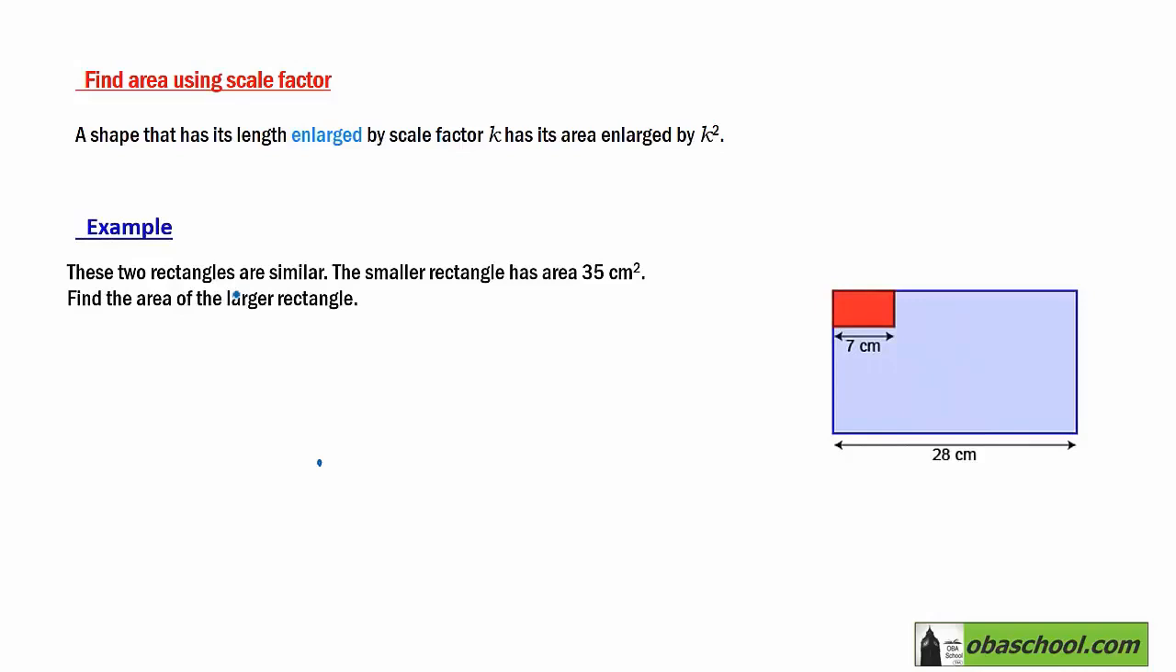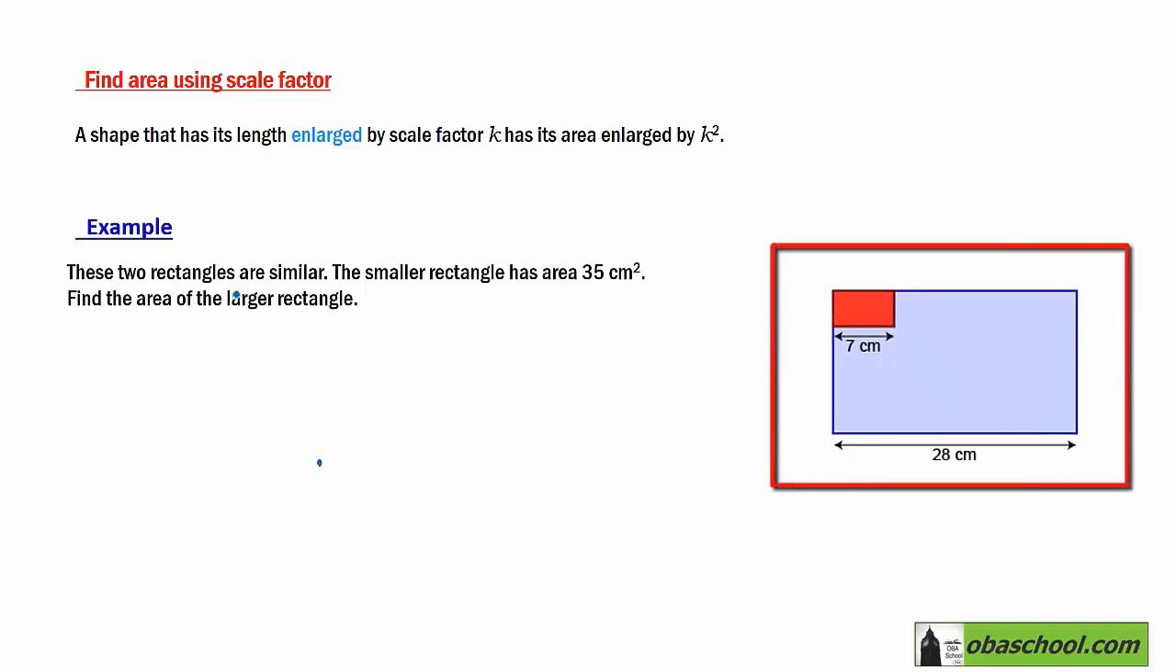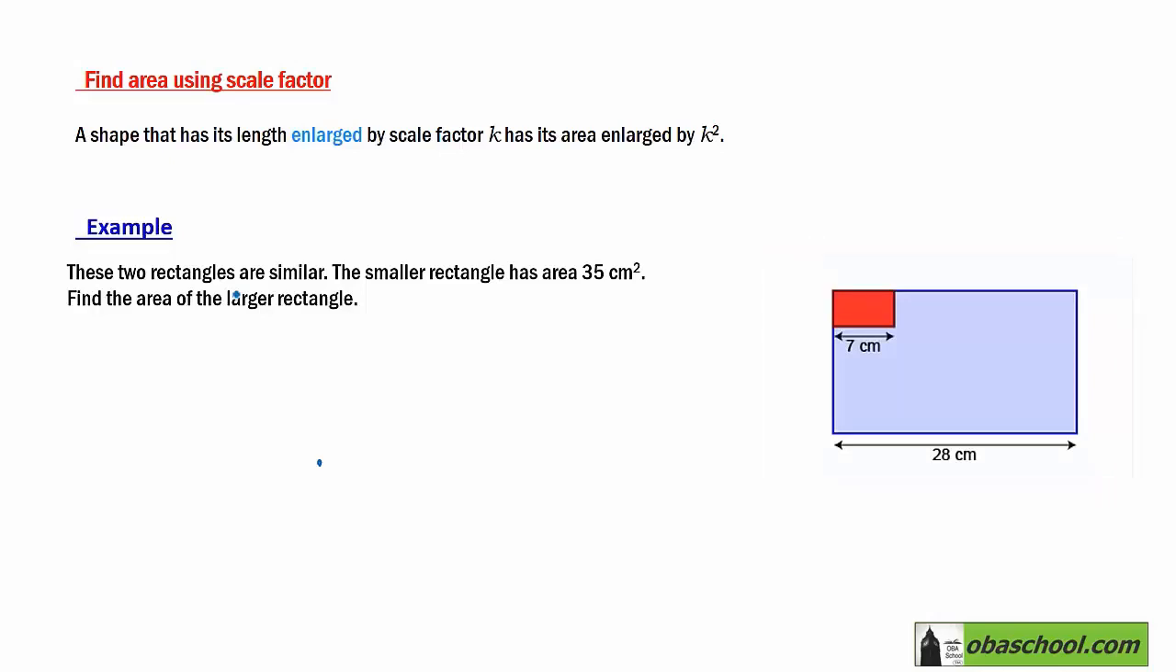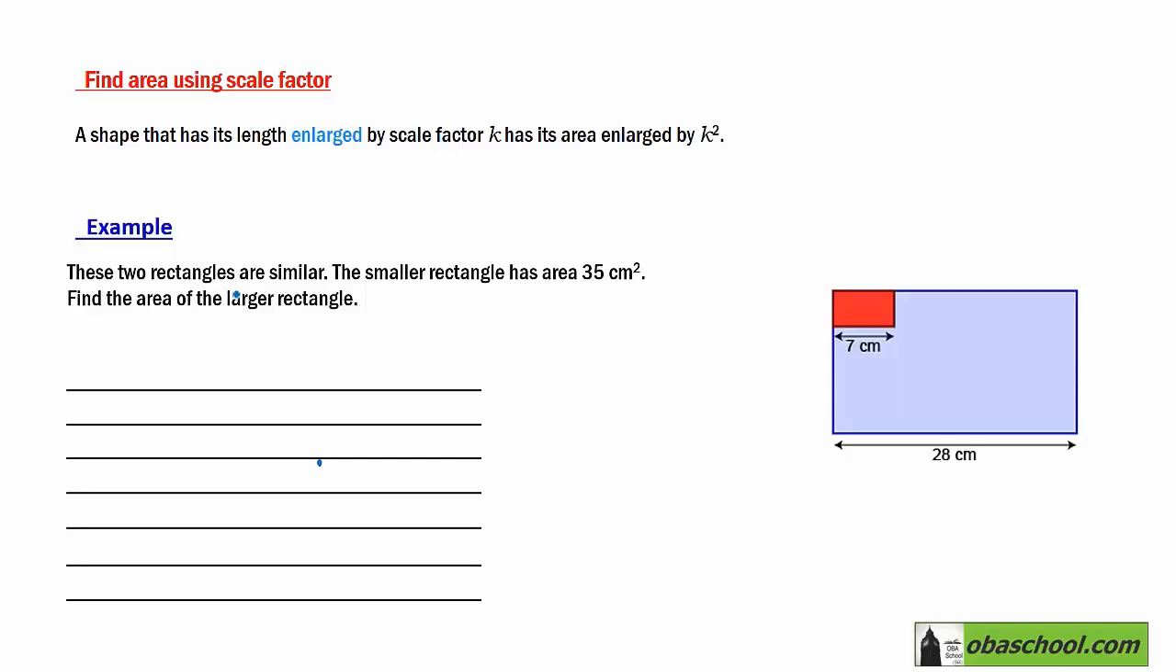The example says these two rectangles are similar. Taking a closer look right here in this figure, they are two similar rectangles. In fact, one of them is inside the other. The smaller rectangle has an area of 35 centimeters squared. We're talking about the red one on the top left corner. Find the area of the larger rectangle.